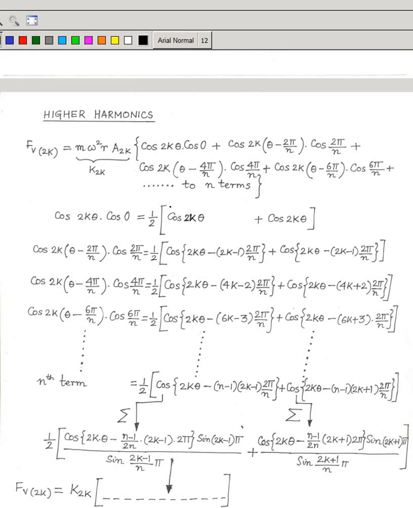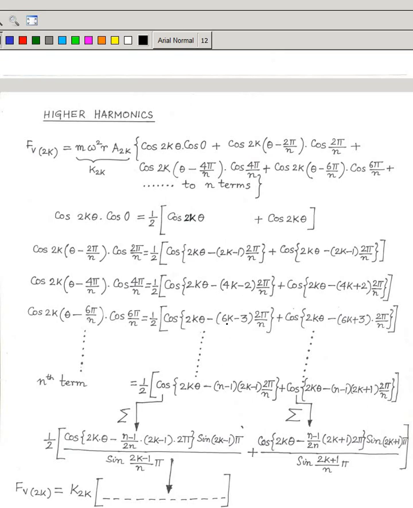So the term cos 2k theta is half this, and the second term is cos 2k theta minus twice pi by n times cos twice pi by n. Again, cos a cos b equals half of cos a minus b plus cos a plus b, so if you write it like this, it is this. So the next term is this. It is first twice k theta, then minus twice k minus 1 into 2 pi by n, then 2 into twice k minus 1 into 2 pi by n, then 3 into 2k minus 1 into twice pi by n. Like this it goes on.